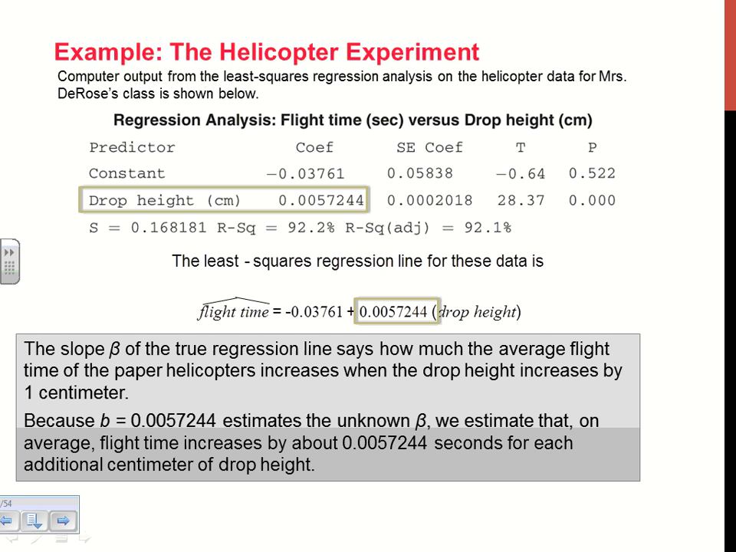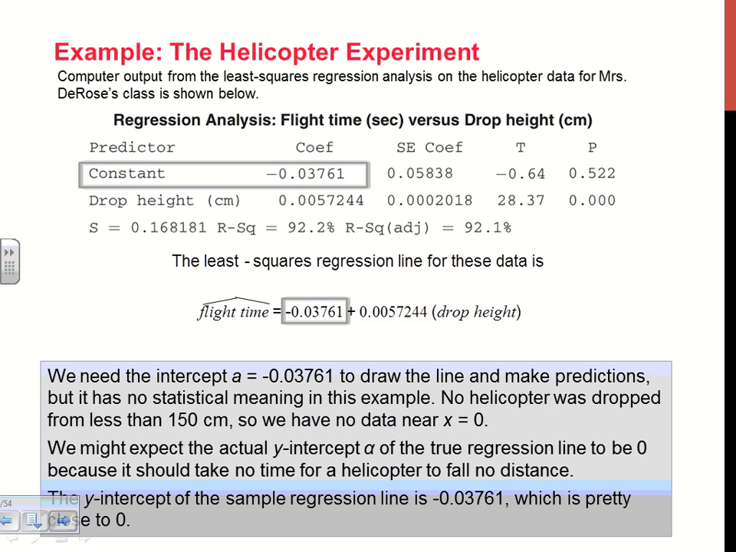So here I can see that the slope beta of the true regression line says how much the average flight time of the paper helicopters increases when the drop height is increased by 1 centimeter. So remember, it's change in y over change in x. And here I can see that b is 0.00572444, and that's going to estimate the unknown beta. We estimate that on average the flight times are going to increase about 0.00572444 seconds for each additional centimeter of dropped height.